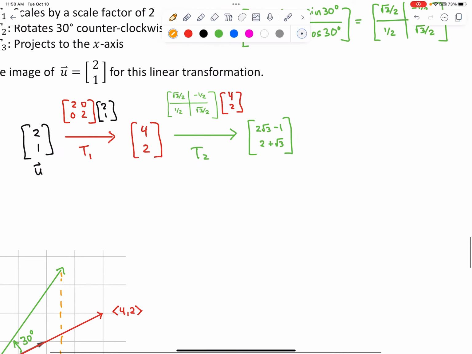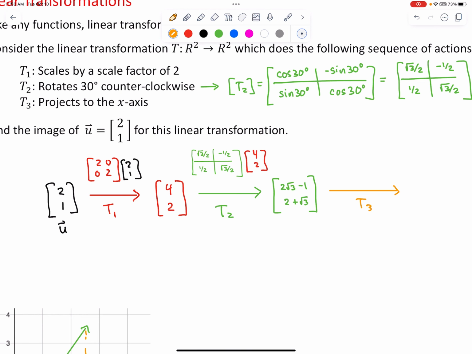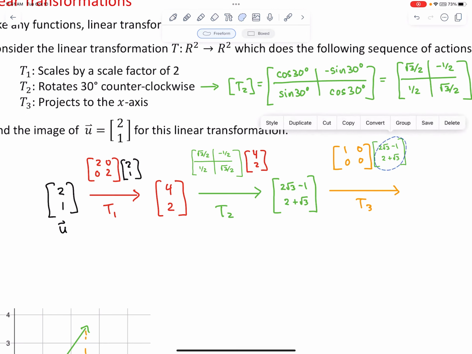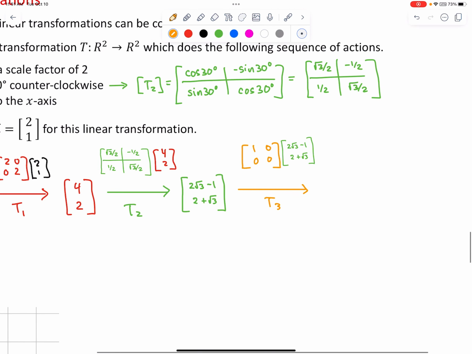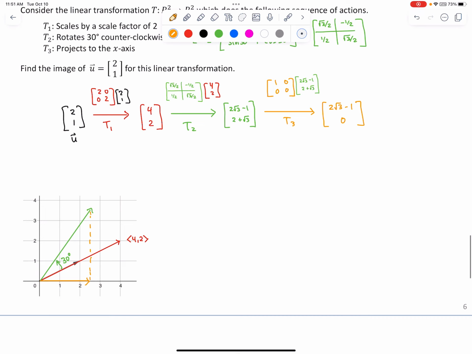Now finally, we want to do the third transformation, transformation T3. Well, to project a vector to the x-axis, we want to zero out the y-coordinate. So the standard matrix for this was the matrix 1, 0, 0, 0. And we're going to multiply this matrix by this green vector here, and this will produce the first coordinate only and zeroes out the y-coordinate. And these are the components of the orange vector in our image below.